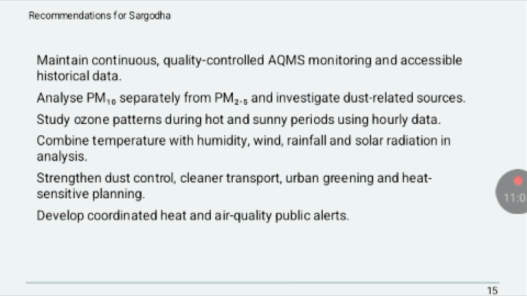Then the recommendations for Sargodha. Based on my findings, I have proposed several recommendations for Sargodha. First, continuous and controlled AQMS monitoring should be maintained. PM 2.5, PM10, and ozone should be analyzed separately because they have different sources and atmospheric behavior. Third, we should give attention to dust control measures, clean transportation, and reduction of avoidable emissions. Urban greening is the most important.